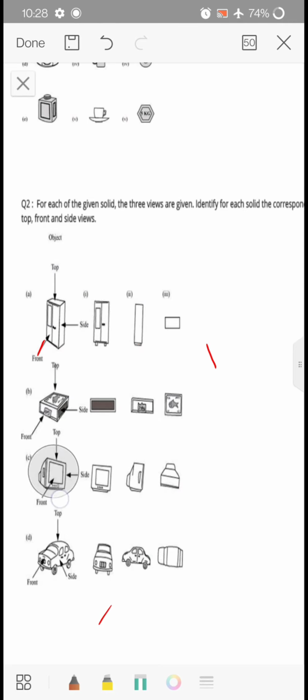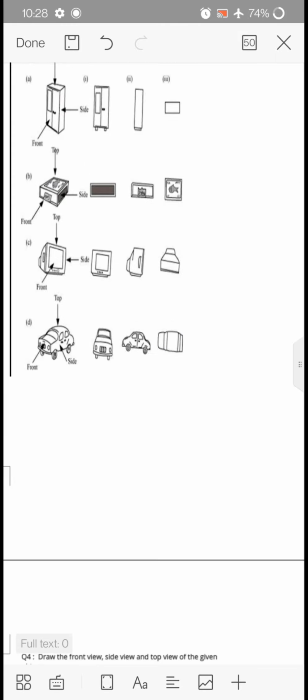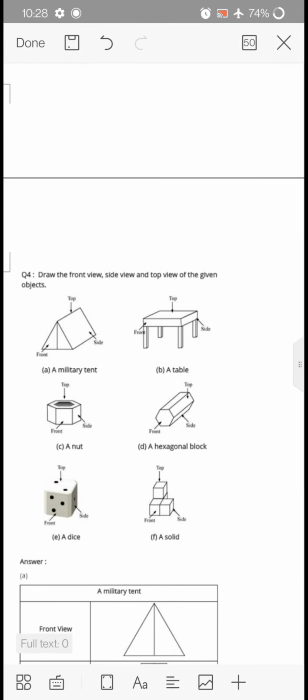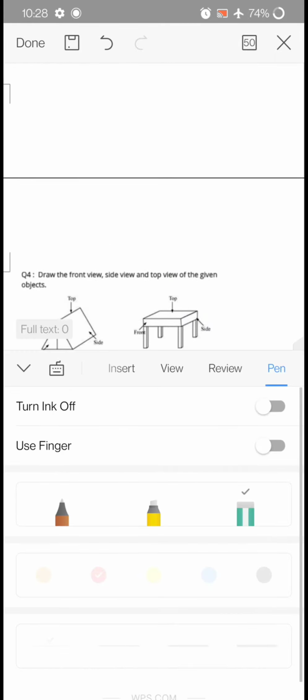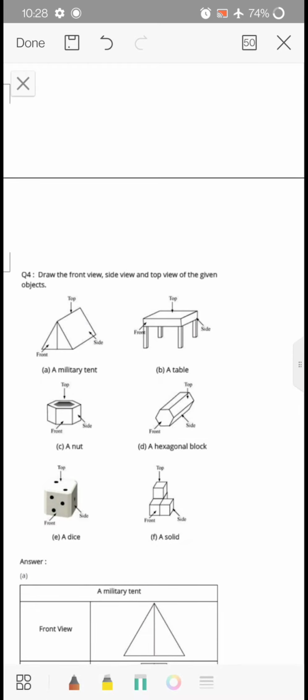Moving to question 4. Question 3 is similar to this one, so you can try to solve it by yourself. Let's move to question 4. So what is given in question 4? The question is, draw the top view, front view and side view, or only front view and side view? Yes, all. Top view, front view and side view of the object.